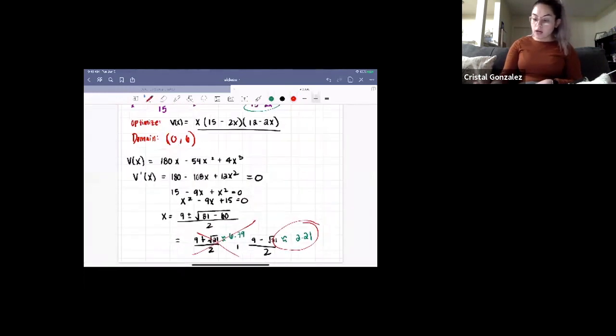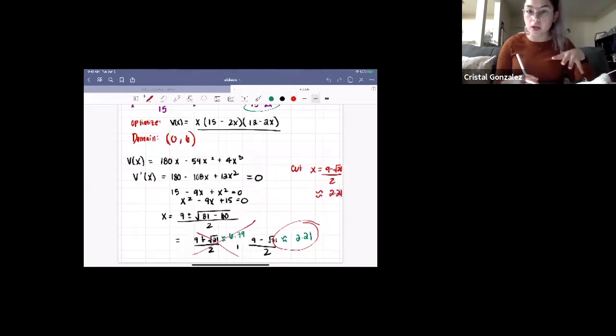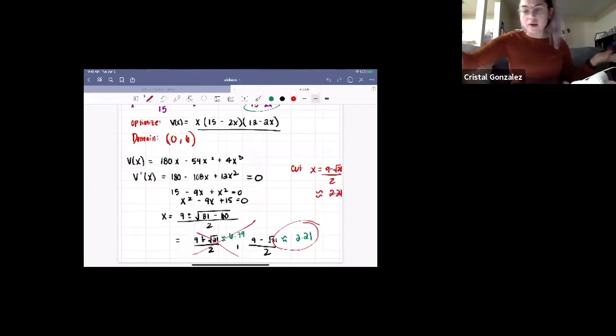So we need to cut x equals 9 minus square root of 21 over 2, which is approximately 2.21 inches off each side of the box. These are one of my favorite problems. There's always a box problem in all these calculus books, and they're fun.